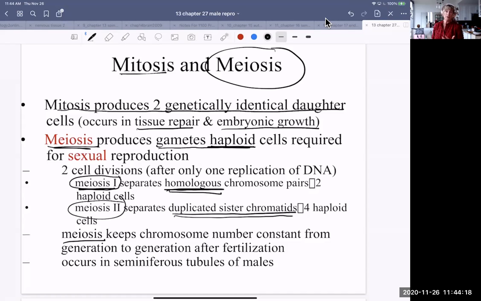So if you were to inherit all the chromosomes from your mom, all 46 of them, well, you'd have 92 chromosomes since you got both sets from your mom and dad. And they would build up, of course, extremely quickly.